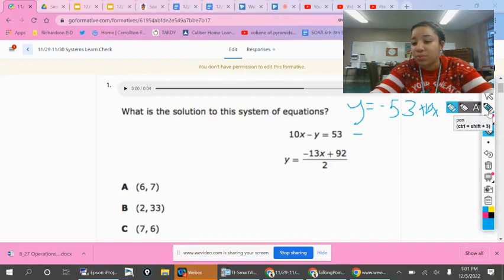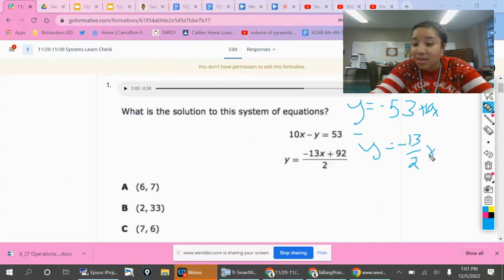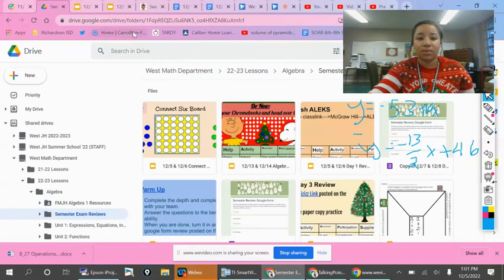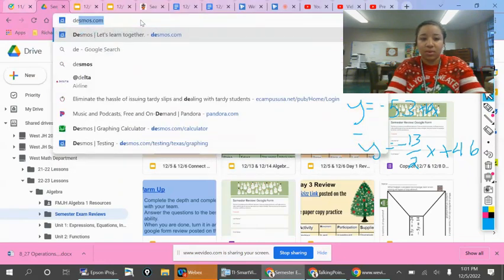So for this one, I'm going to divide 2 from each term. How this would be written would be y equals negative 13 over 2 x plus 46. Then I'm going to graph these two things, so I'm going to go get my Desmos graph.